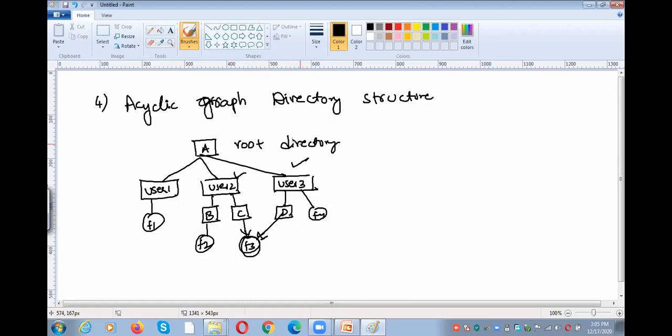And next, if you observe here, under the user 2 we have a subdirectory C, under the user 3 we have a subdirectory D, and next under the C we have only one file F3 and it is shareable to user 3 too. This sharing is not allowed in the case of tree directory structure. That problem is overcome here. So these are the four varieties of acyclic graph directory structures.